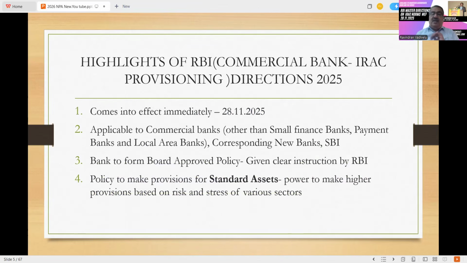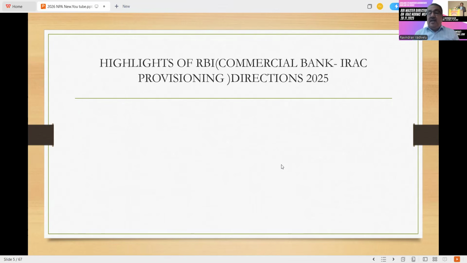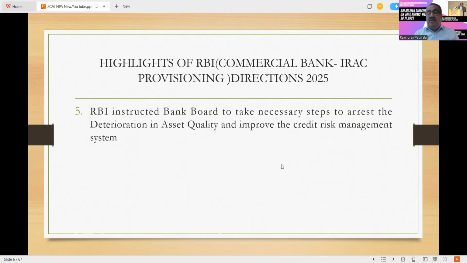Another very important point, they say that the policy is there to make provision for standard assets, and it's only minimum. And the bankers, if they want, can increase the provision based on the risk and stress of the various sectors. This is also another latest applicable direction given to the banks, and the bank has to see that there should not be any deterioration in asset quality. This is very important.